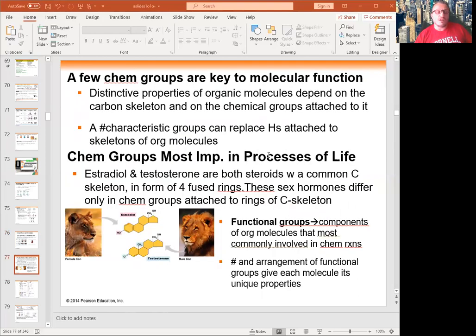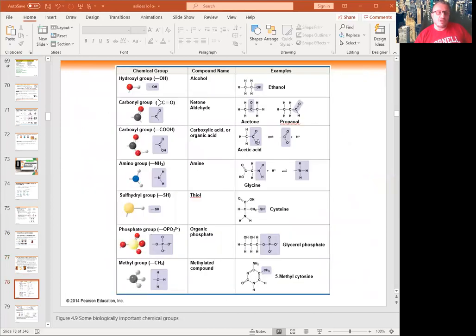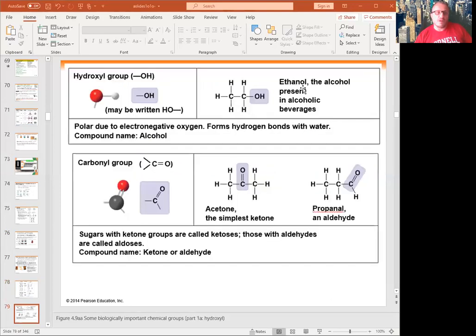Okay, so there are also chemical groups that are key to molecular function. Here we have 7 major groups: hydroxyl, carbonyl, carboxyl, amino, sulfhydryl, phosphate, and methyl groups that can be attached to the compounds and increase diversity.